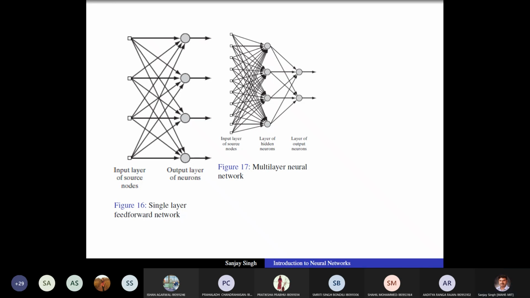Okay. So anyway, this is basically a multi-layer, or you can say a neural network with one hidden layer and one output layer. This layer is hidden and it has 4 neurons, and the output layer has only 2.